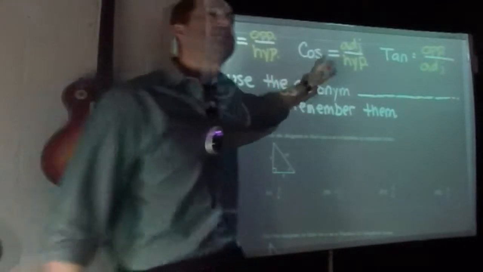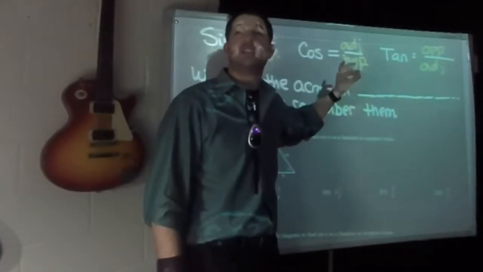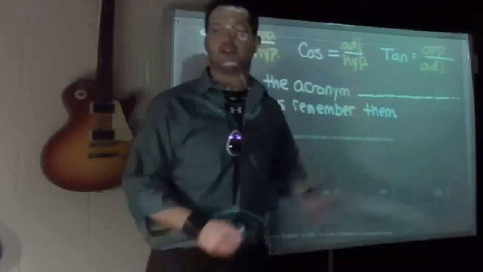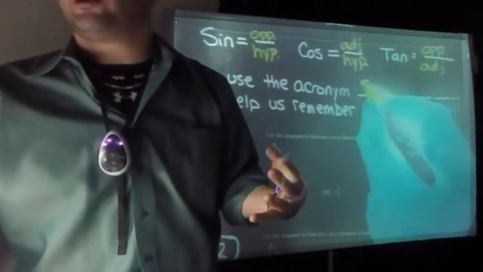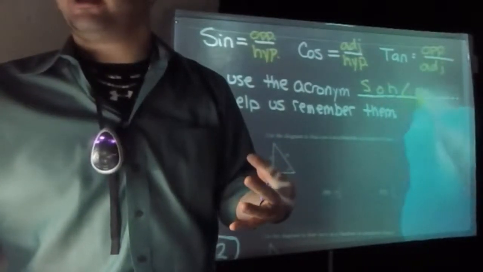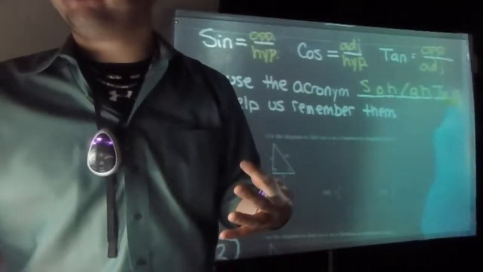All right, so the acronym that you need to remember, which is actually just a cheat sheet for the trig, is called SOHCAHTOA. And you gotta get the pronunciation right. So-ka-toa.